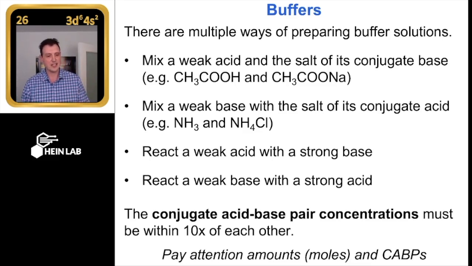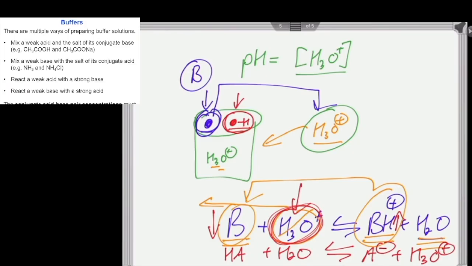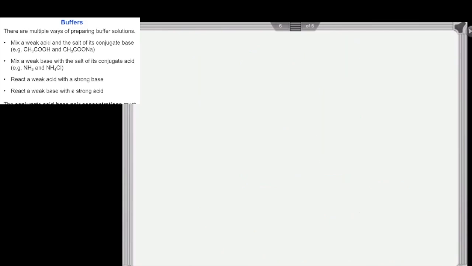The important thing is it has to be within this ratio of the conjugate acid base, their relative concentrations, needs to sort of be within this kind of factor of 10. In other words, this last point here is really important because it defines where we are allowed to use CABPs, conjugate acid base pairs, is what I mean by CABPs.